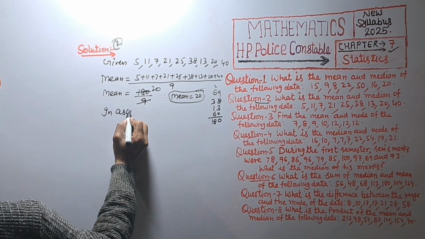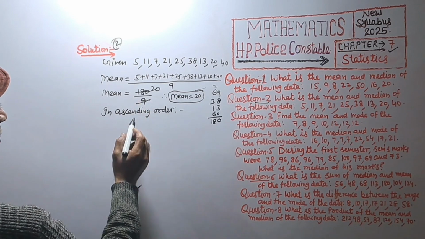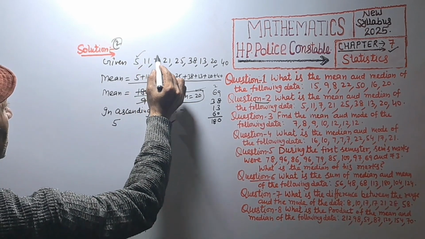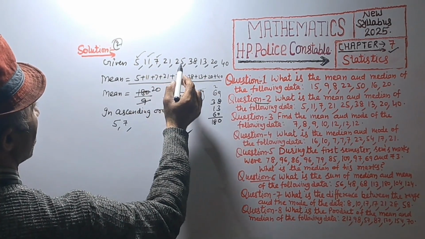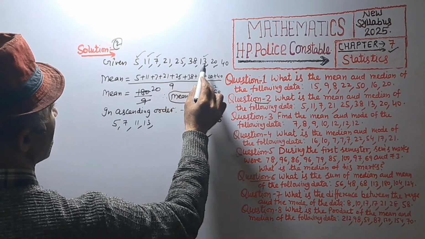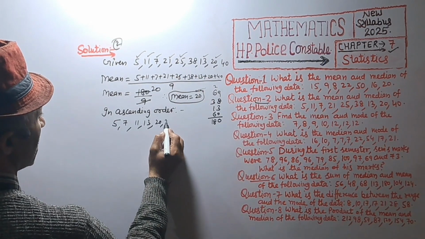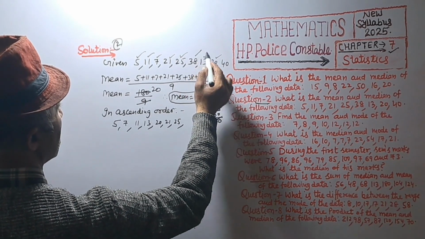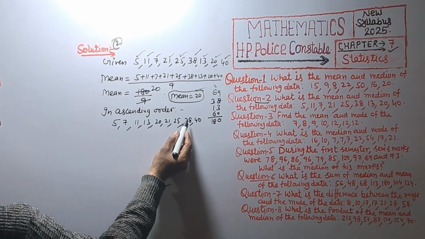In ascending order, the smallest number is 5, and 7, 11, 13, 20, 21, 25, then 38, 40. 1, 2, 3, 4, 5, 6, 7, 8, 9.